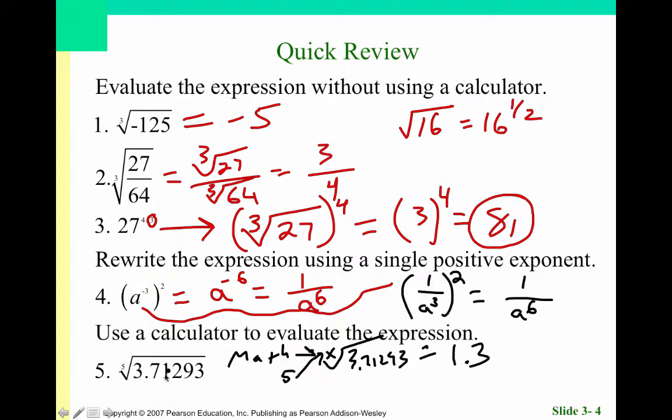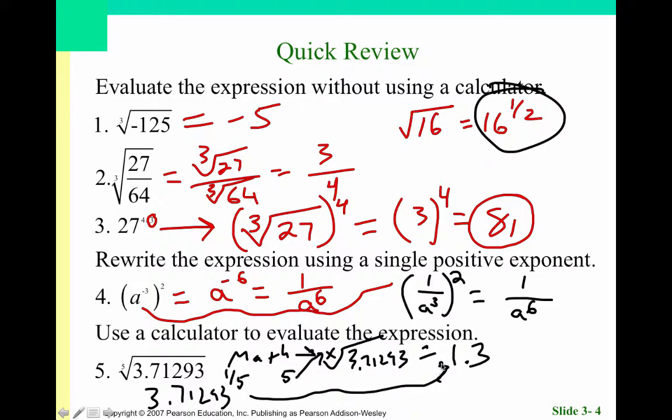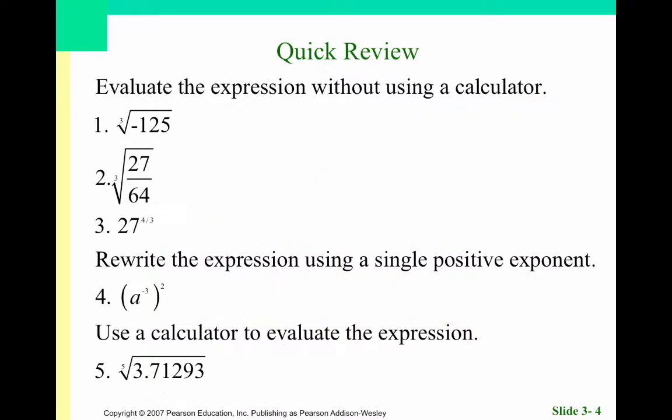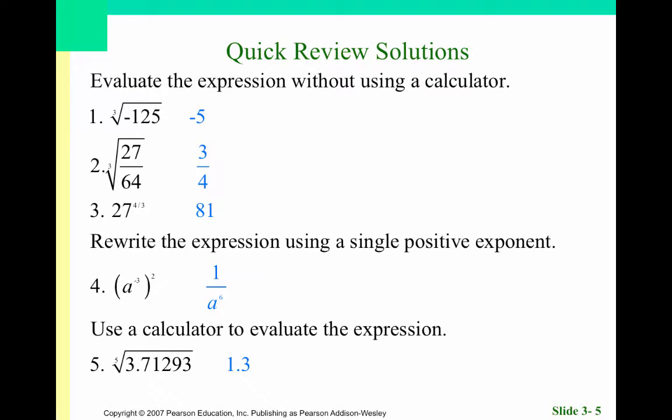The other thing you can do is what we did up here. It's probably even easier. You take your 3.71293, raise it to the power of 1/5, or raise it to the power of 0.2, and you get 1.3. So some calculator reminders there, and how to work with fractional exponents. They're just roots.